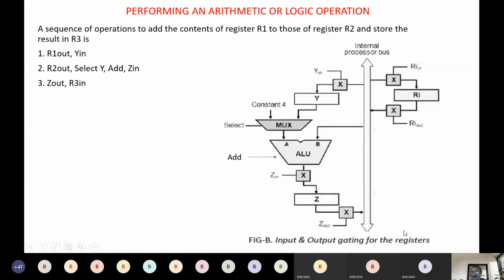Here we have a similar type of structure. We have R1 here, R2 here, R3 here. So data from R1 flows to Y, data from R2 flows to B, and finally the addition is done and flows to Z, and when we make Z out, the data from Z flows to the R3 register.